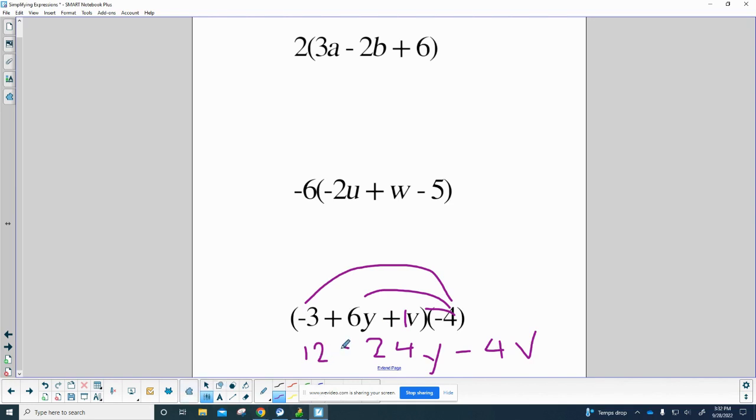Now in some cases, these terms actually have the same variable in them, and you have to do a little more simplifying, but for now, we haven't seen that in these.